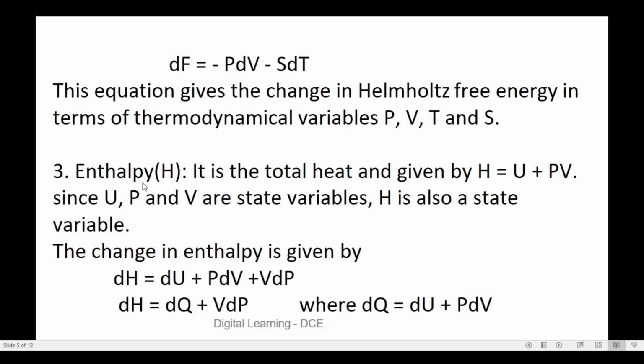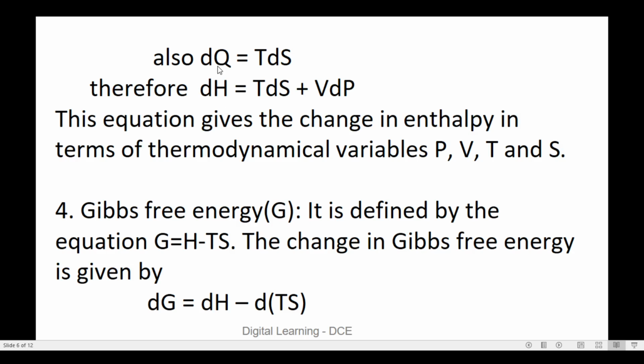So next the third one, enthalpy. So enthalpy is represented by H. It is the total heat and given by H is equal to U plus PV. Since U, P and V are state variables, H is also a state variable. The change in enthalpy is given by dH is equal to dU plus PdV plus VdP. So dH equals dq plus VdP, where dq equals dU plus PdV. Also we have dq equals TdS, therefore dH equals TdS plus VdP. This equation gives the change in the enthalpy in terms of thermodynamical variables P, V, T and S.